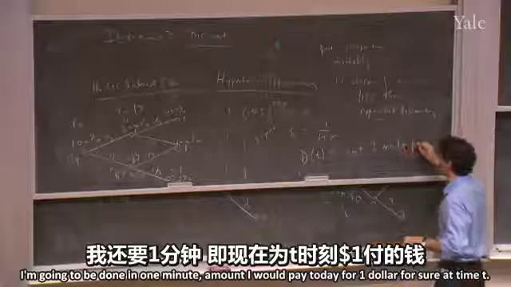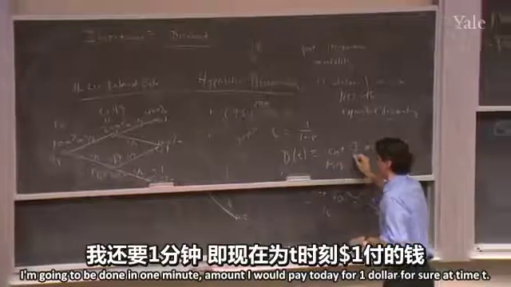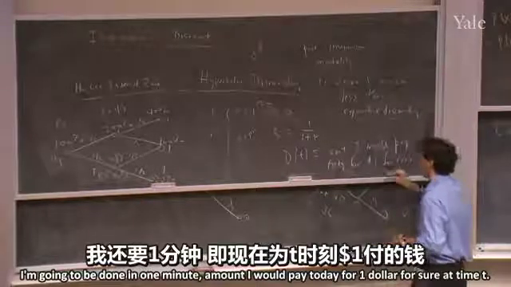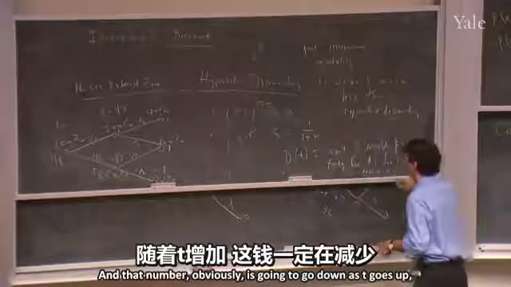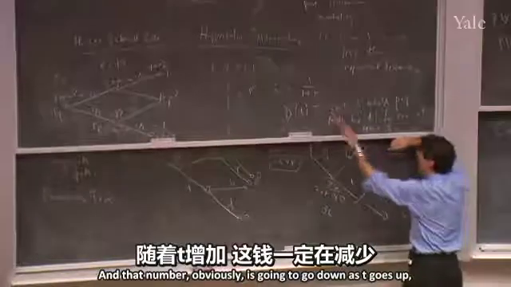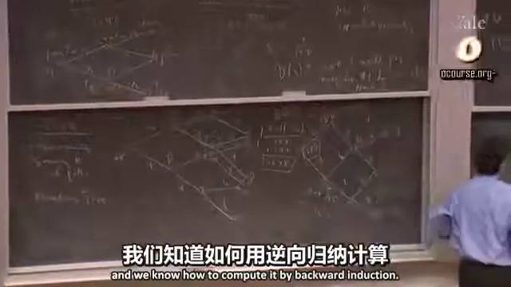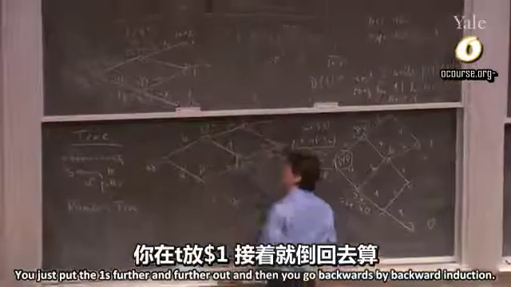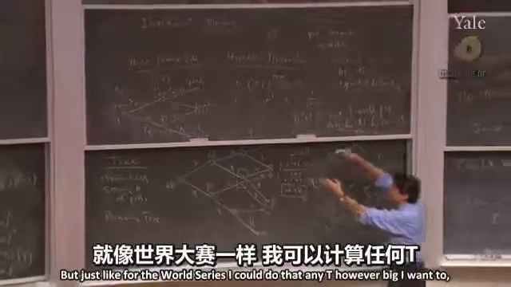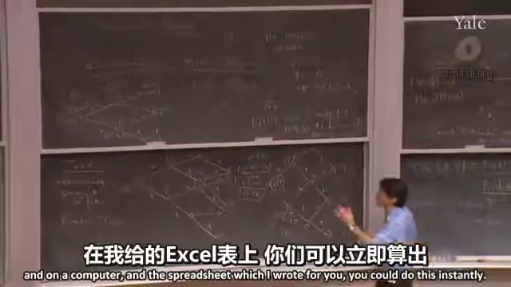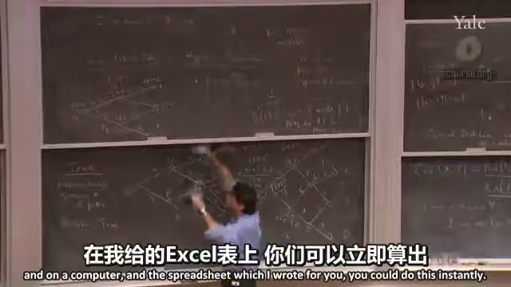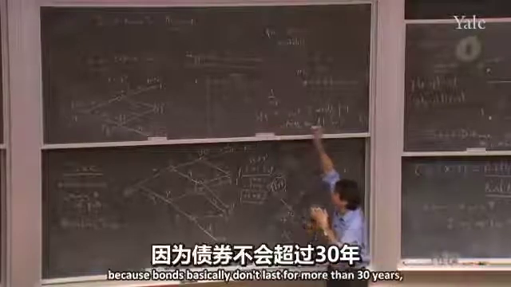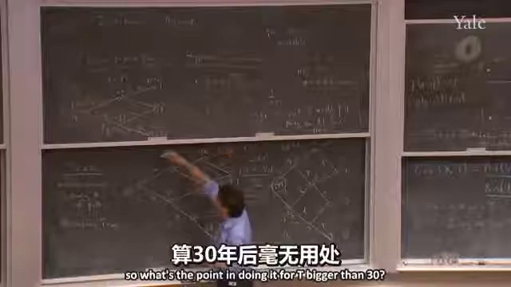Amount I would pay today for $1 for sure at time t. And that number, obviously, is going to go down as t goes up. And we know how to compute it by backward induction. You just put the ones further and further out, and then you go backwards by backward induction. But just like for the World Series, I could do that for any t, however big I want to. And on a computer, in the spreadsheet, which I wrote for you, you could do this instantly. Okay, and nobody bothered to do this for t bigger than 30, because bonds basically don't last for more than 30 years. So what's the point in doing it for t bigger than 30?